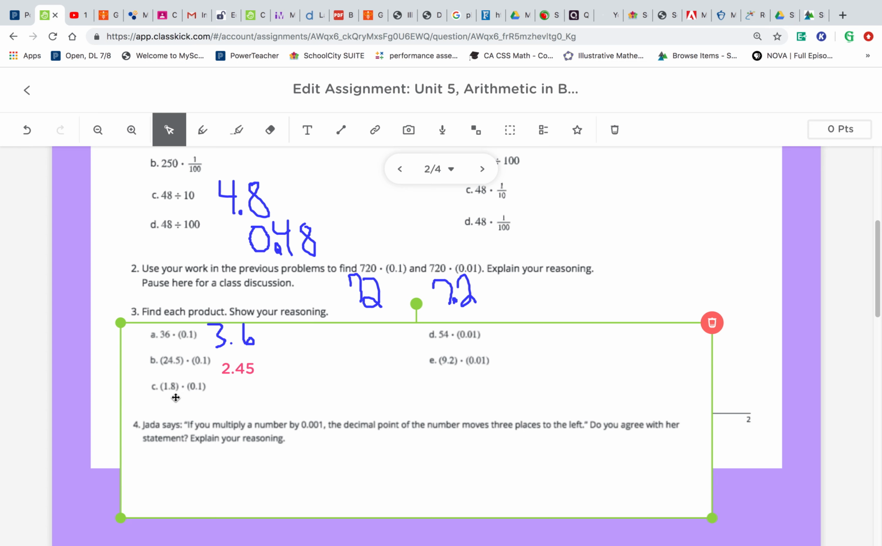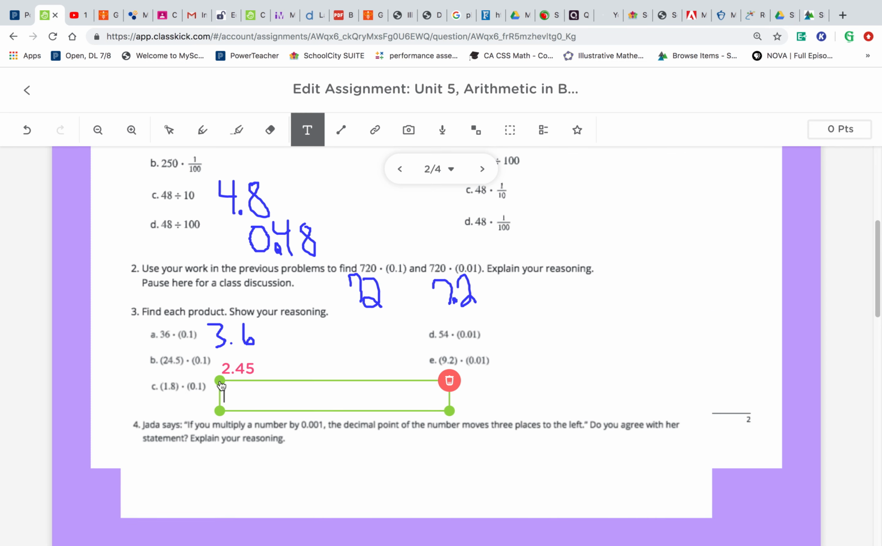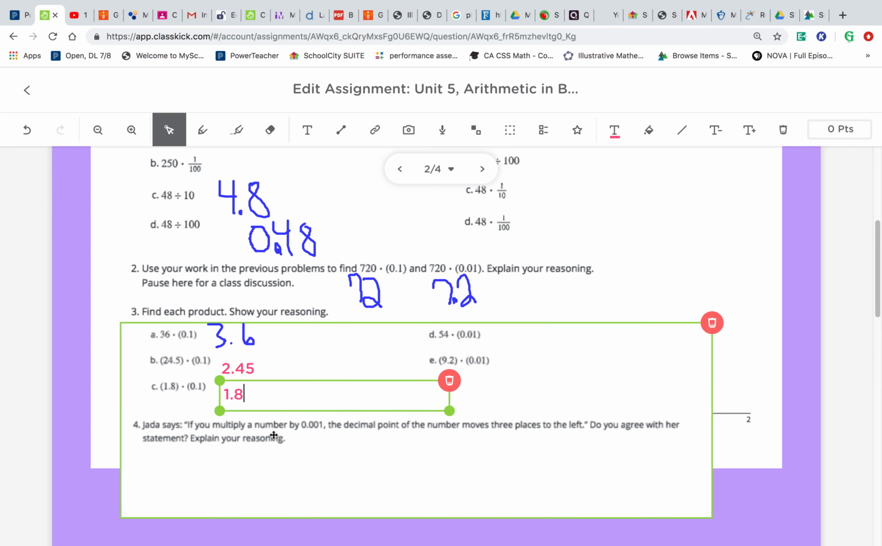And then for C, multiplying by 0.1, again, we're going to move it one spot to the left. So it's the exact same process. It may look a little bit different at first. Okay, so if we have 1.8 to start with, and we're going to move it one place to the left, it's now going to be in front of the 1. So we can take it away from here and move it to there, which means we need to put a 0 in front here to make it clear. So 0.18 is how that's going to work.